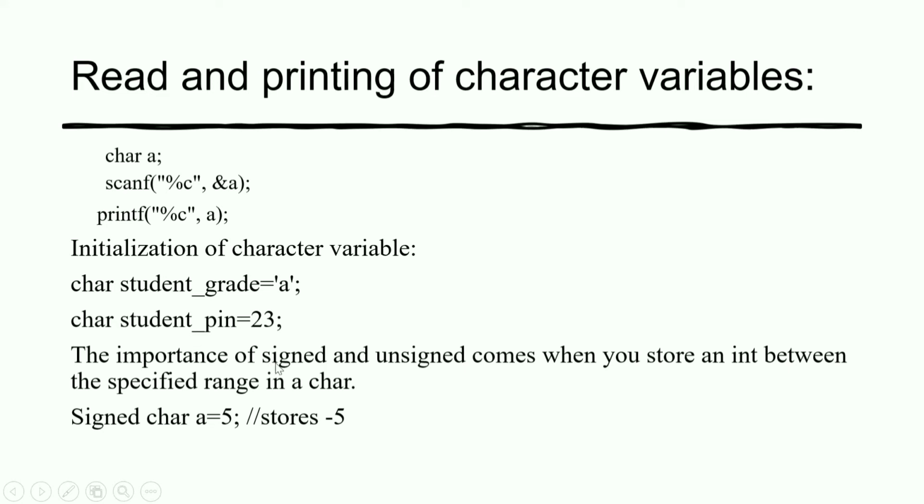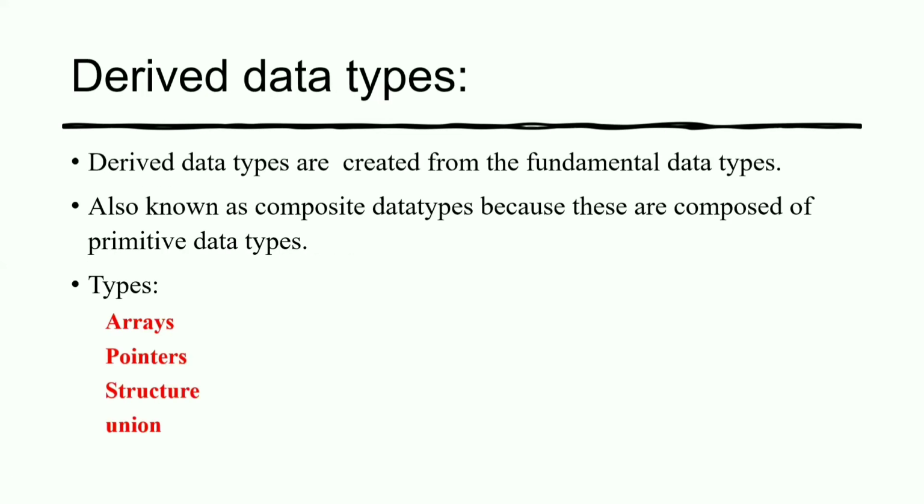The importance of signed and unsigned comes when we store an integer value in a character variable. For example, signed char a is equal to -5. So -5 will be stored in the data area of a. I hope this is very clear to you. And this is all about primitive data types. Now comes the derived data types.